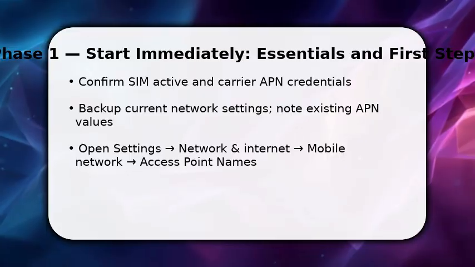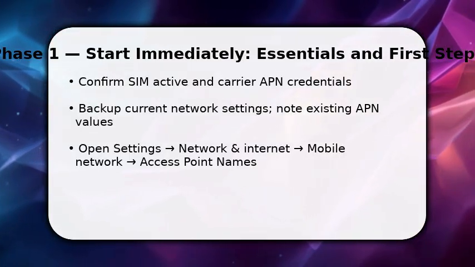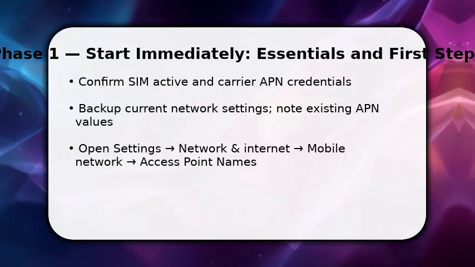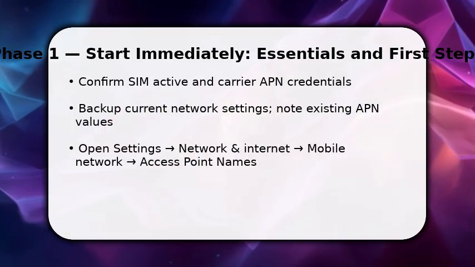You start by confirming the SIM is active and you have your carrier's APN credentials: name, APN, MCC, MNC. Once done, make a backup or note existing APN values so you can revert.